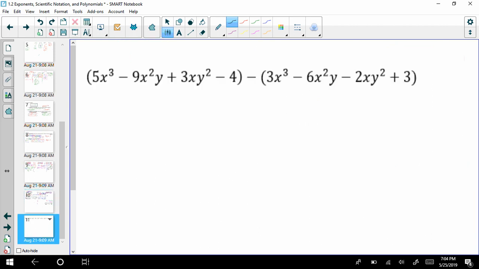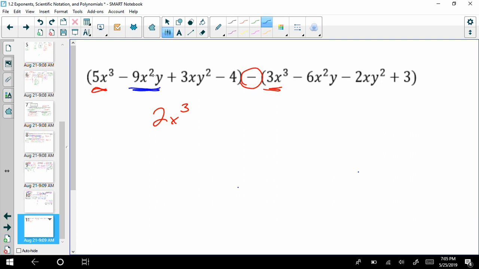The last one, just to make sure, be careful. A lot of people get so carried away with multiplying. Always first look at the operation between the two polynomials, because it won't always be multiplying. So this one wants us to subtract, like what we did at the start. So let's start. 5x cubed and 3x cubed. 5 minus 3. 2x cubed.